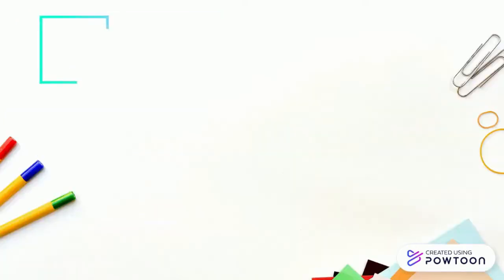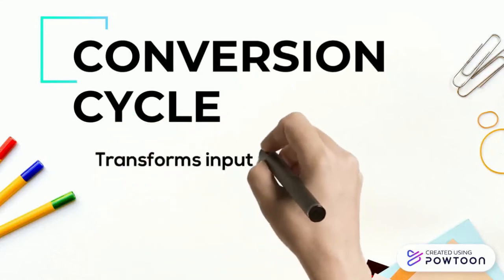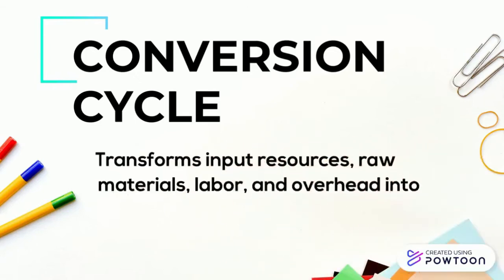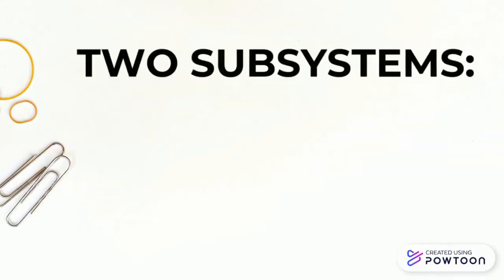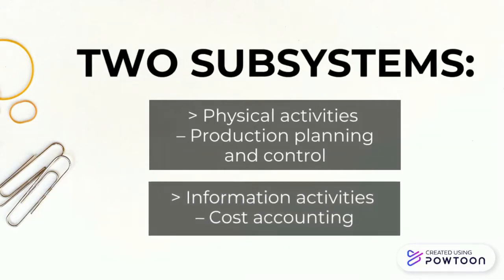First, let us define what the conversion cycle is. The conversion cycle transforms input resources, raw materials, labor, and overhead into finished products or services for sale. It consists of two subsystems. First is the physical activities, which is the production planning and control, and second is the information activities, which is the cost accounting.